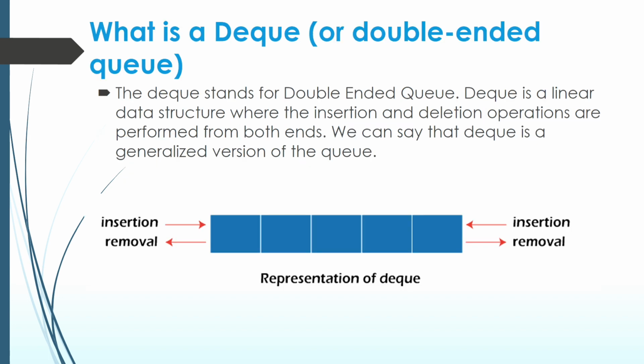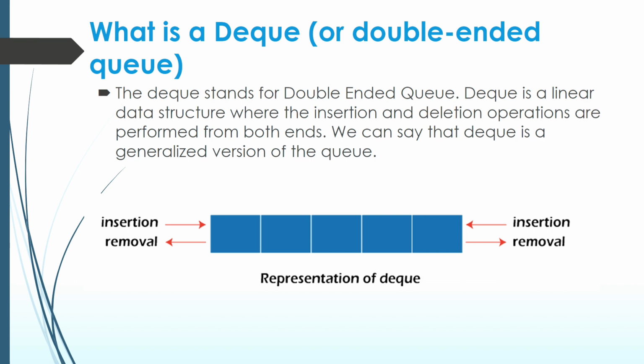So coming to what is a DQ or double-ended queue? DQ stands for double-ended queue. As we know, DQ is a linear data structure where the insertion and deletion operations are performed from both ends. We can say that DQ is a generalized version of the queue. Though insertion and deletion in a DQ can be performed on both ends, it does not follow the FIFO rule.